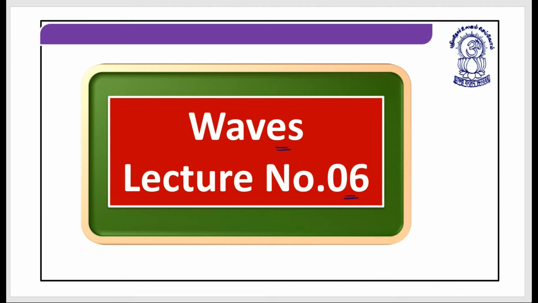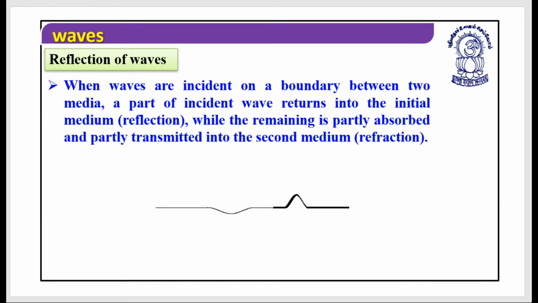In today's class, first we are going to discuss the reflection of waves. When waves are incident on a boundary between two media, a part of the incident wave returns to the initial medium, that is what we call reflection, while the remaining part is partly absorbed and partly transmitted into the second medium, this is what we call refraction.